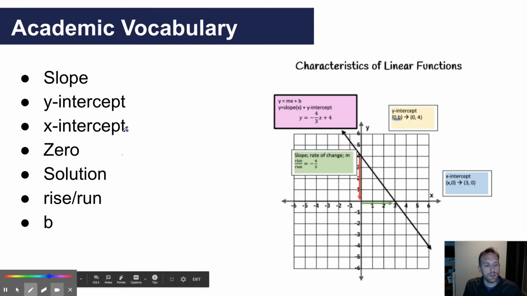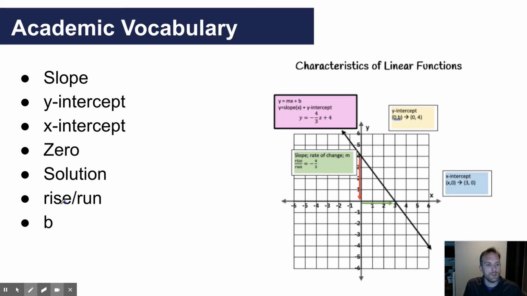Now here's some key terms. We have slope, y-intercept, x-intercept, 0, solution, and rise or run. Your slope is just, I want you to remember, your m. Your y-intercept is just going to be simply your b. Your x-intercept is going to be on the coordinate plane. It's going to be your first number, x and y. So for instance, if it's on this x-axis, it would be this 3 right here.